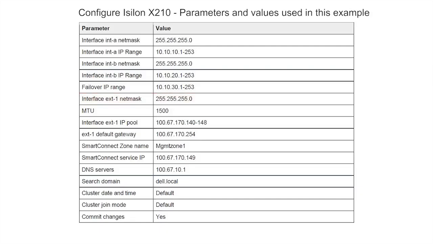One very important feature that must be configured is Smart Connect. Smart Connect allows the workload to be dynamically reassigned to other nodes in the cluster in the event of a node failure. The Smart Connect zone name is Management Zone 1 and the service IP is 100.67.170.149.